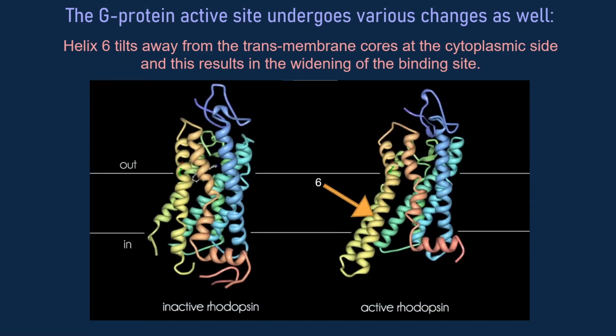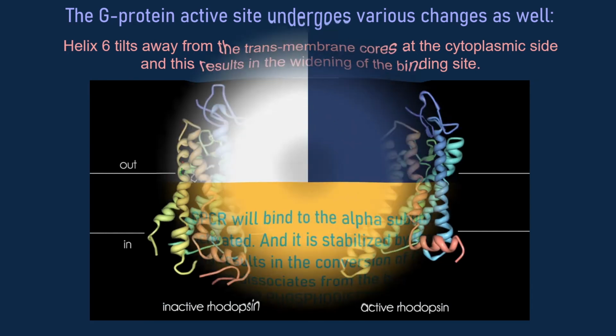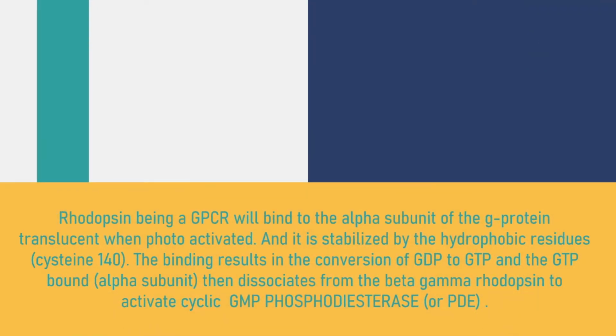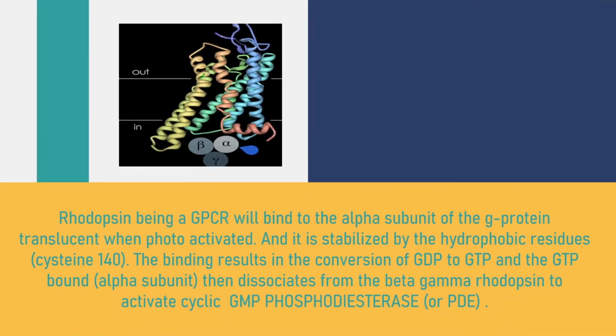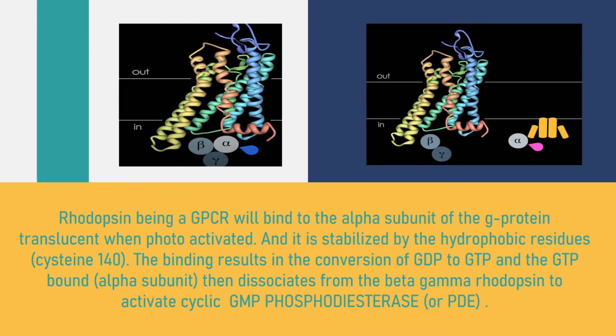The G protein active site undergoes various changes as well. Helix 6 tilts away from the transmembrane core at the cytoplasmic side, and this results in the widening of the binding site. Rhodopsin, being a G-protein coupled receptor, will bind to the alpha subunit of the G-protein transducin when photoactivated, and it's stabilized by the hydrophobic residue cysteine 140.